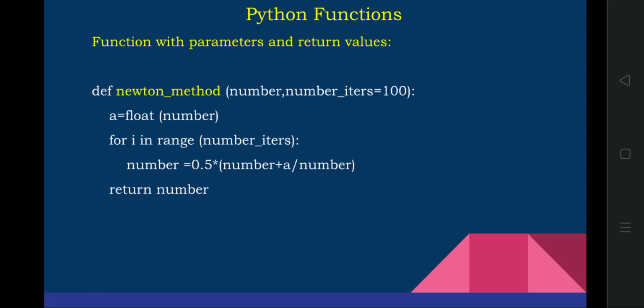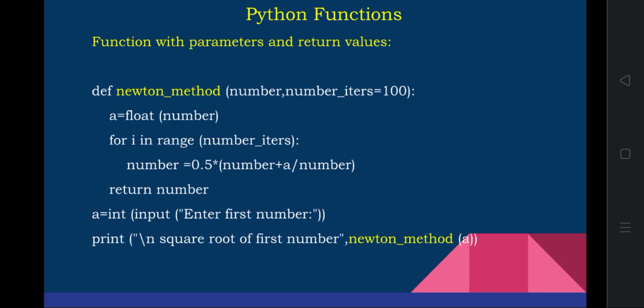So this function example has parameters as well as a return value. Here two parameters are defined inside the function definition, and in the function call there is only one argument. Now the program goes like this. We are getting the input number whose square root we want, and then print square root of first number, comma, newton_method of a. Here, at this place, it is called the function call of a, meaning a is substituted to the number in the first parameter.